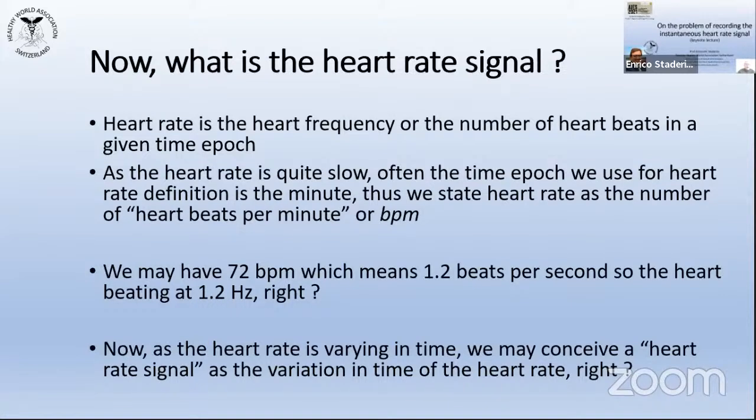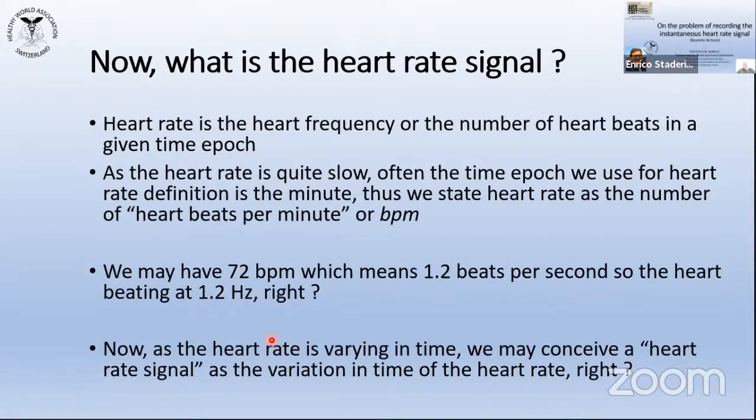Let me say, as the heart rate is quite slow, often the time epoch we use for heart rate definition is the minute. Thus, we can state that the heart rate is the number of heartbeats per minute. That's a very simple and trivial definition. So we may have 72 beats per minute, which means 1.2 beats per second. So the heart beating at 1.2 hertz, right? Okay. Now, as the heart rate is varying in time, we may conceive a heart rate signal in the sense that now maybe my heart is beating at 1.2 hertz, and just a few seconds after, my heart beating at 1.5 or 0.9 hertz.